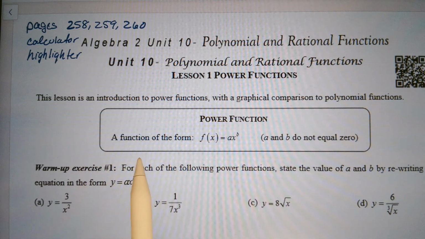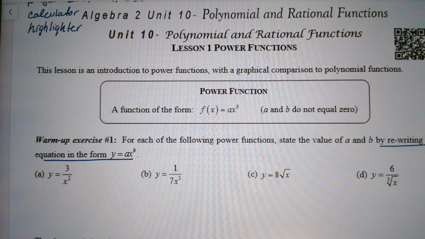The power function is a function of the form f of x equals a times x to the b. A and b do not equal 0. As a warm-up, for each of the following power functions, state the value of a and b by rewriting the equation in the form y equals a times x to the b.